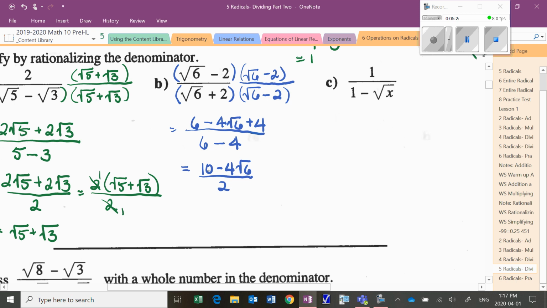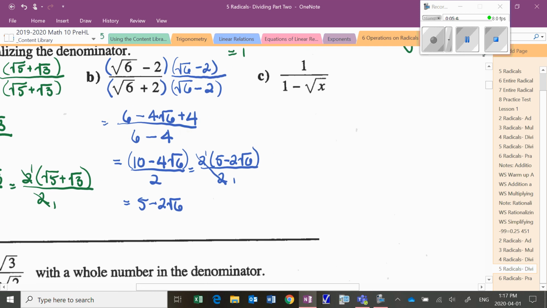And so factoring out a 2, we're left with 5 minus 2 root 6. So again, if you need to, then you could factor out the 2 in the numerator. So we have 5 minus 2 root 6, and that is all over 2, and 2 over 2 is just 1. So that's how we end up with our 5 minus 2 root 6 as our answer.